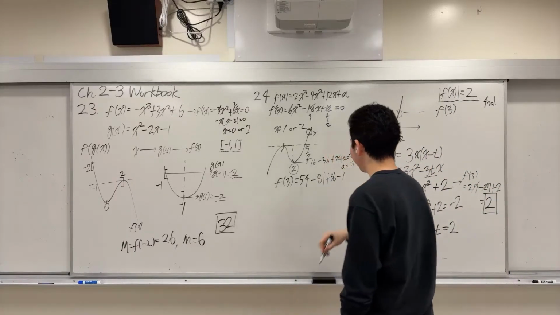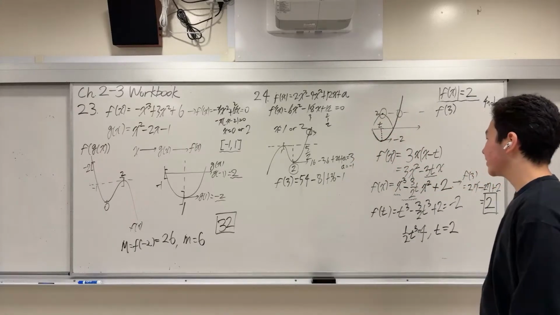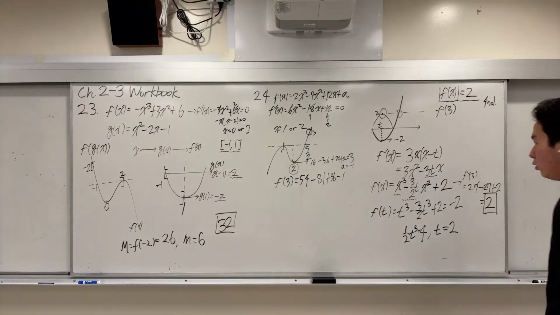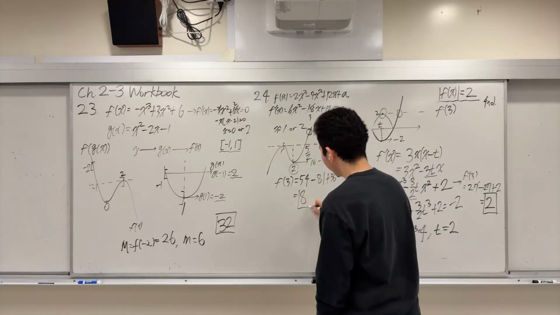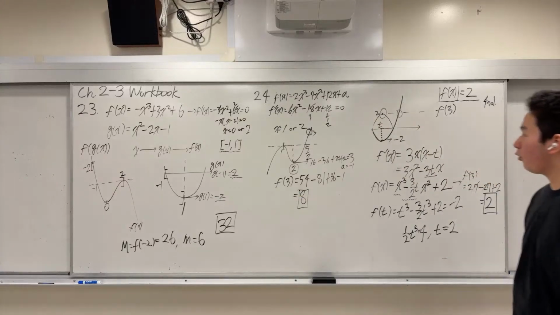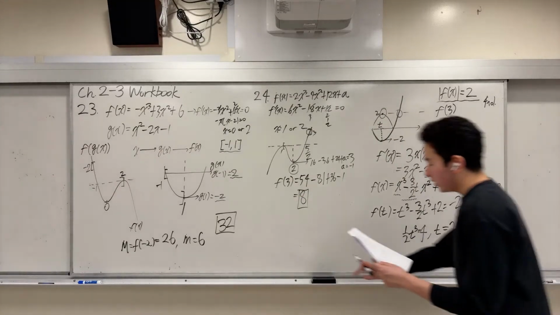And then we can just add negative 1 on our sum here. So 54 plus 36 is 90, minus 81 minus 1 should be 8. So 8 would be your answer for number 24. Cool. Number 25.